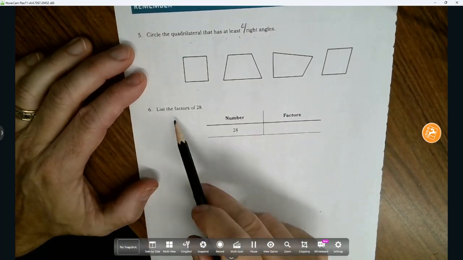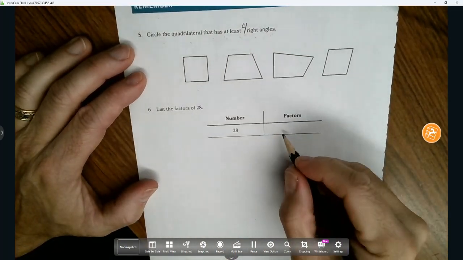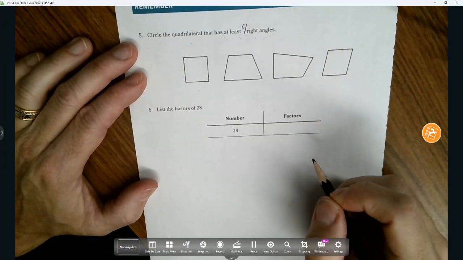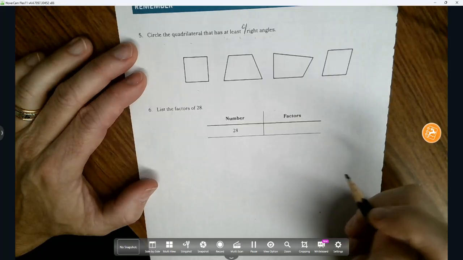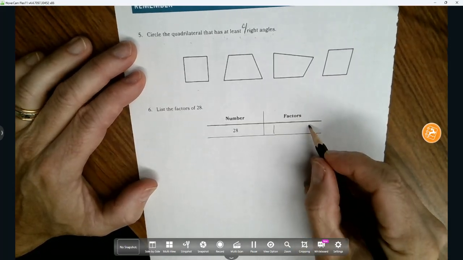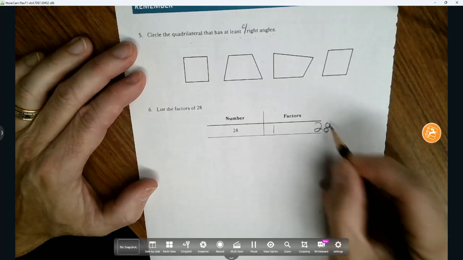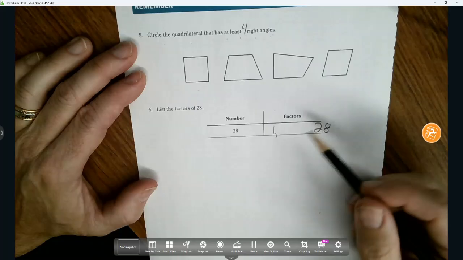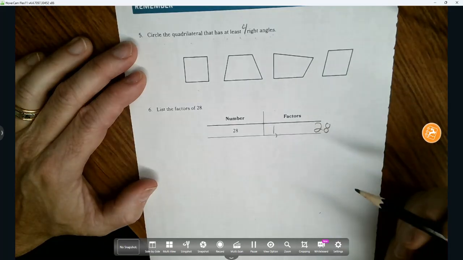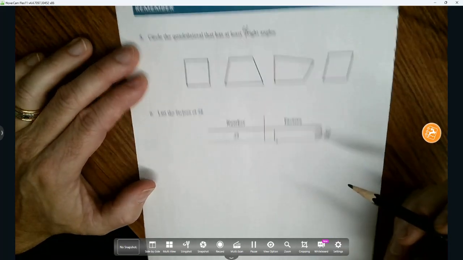And then over here, we're listing the factors of 28. Remember, that's any 2 numbers you can multiply together to get 28. Remember, our first one is going to be 1 and 28. And I'll give you a hint. This is not a prime number. This is a composite number. So there's going to be more numbers inside of there. All right, I hope this one helps.